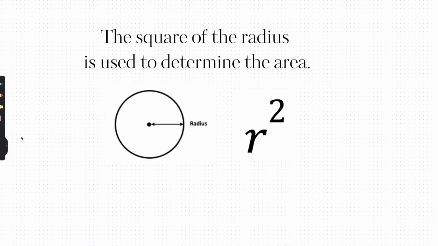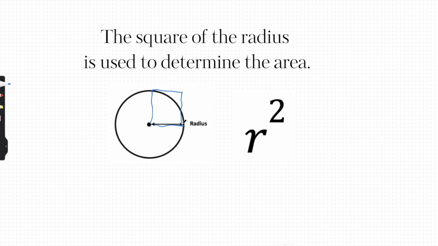So take a look at the circle. The square of the radius is used to determine the area. Let me try to draw a diagram of the square of the radius. Hopefully you know that in a square, the length and width are the same. So here is the radius, and let's say this distance is the same distance that we go up here to make a square. I can also go from here to here and then down from here to here.